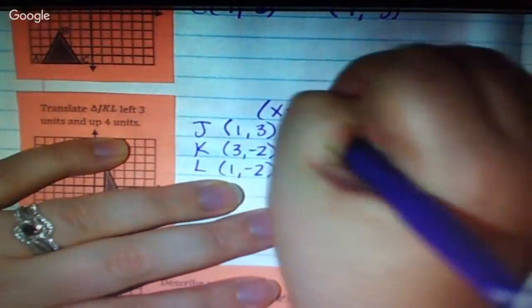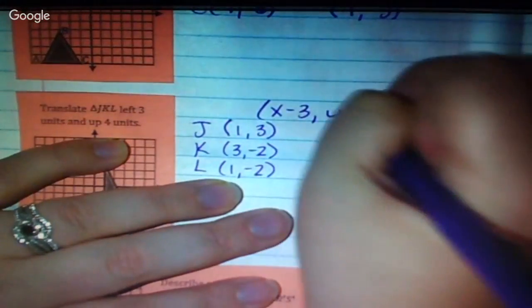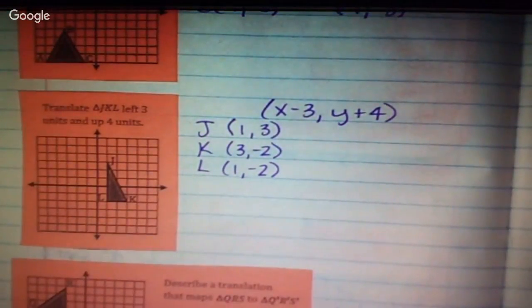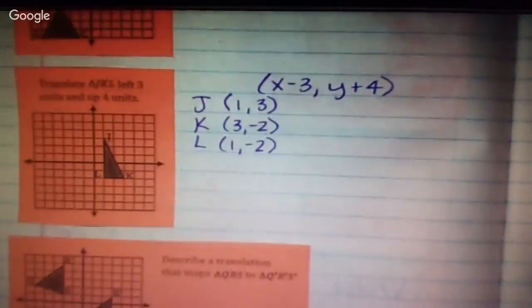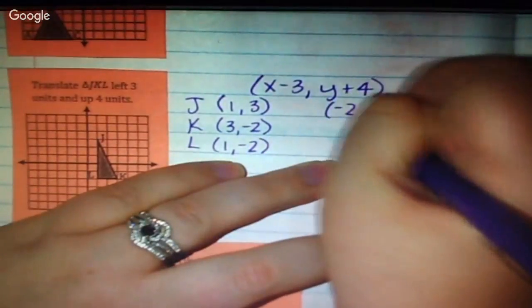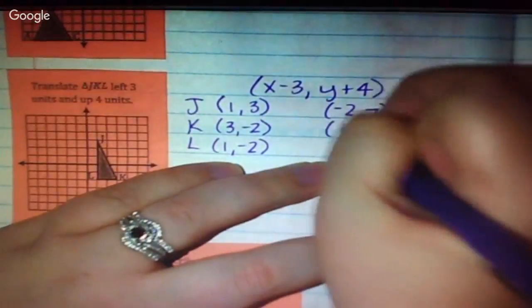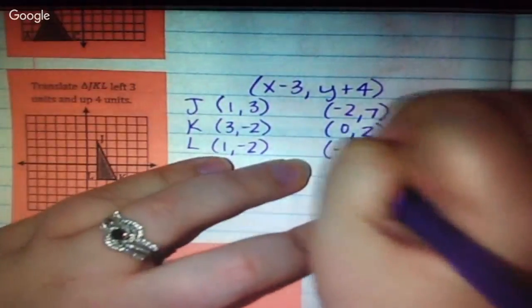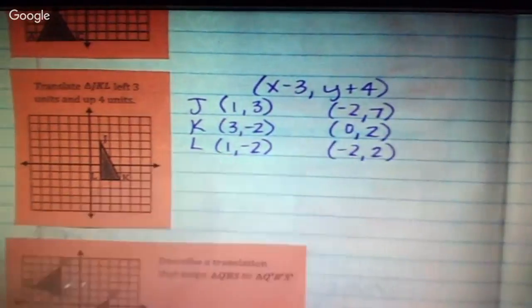We want to go left 3 this time. So what does that look like? X minus 3 and Y plus 4. You got it. X minus 3. Left is in the negative direction. Up is in the positive, so we add 4. You said negative 2 comma 7, and 0 comma 2. Fantastic.